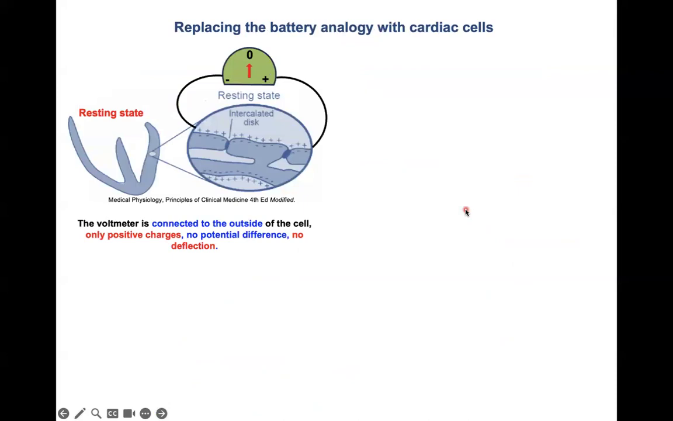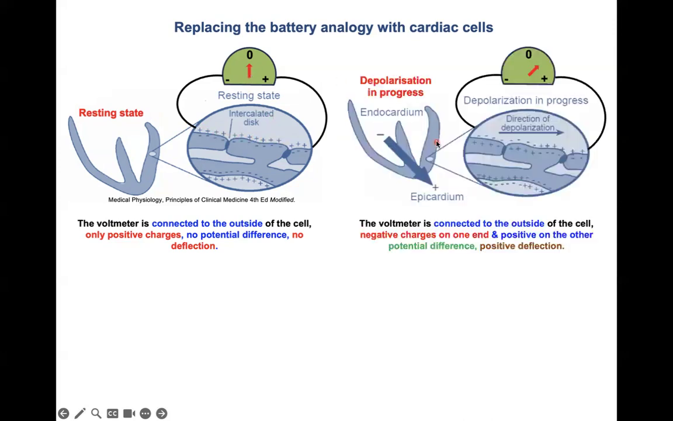Now, let's take the analogy to cardiac muscle cells. Here we have the voltmeter placed outside of the cell, so it detects the activity only on the outside, whether there is a voltage or none, and how strong the voltage is. In resting state, outside the cells, we have only positive charges. There will be no deflection, no voltage.